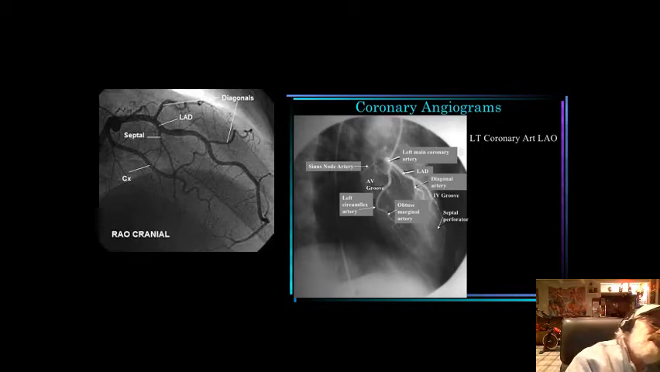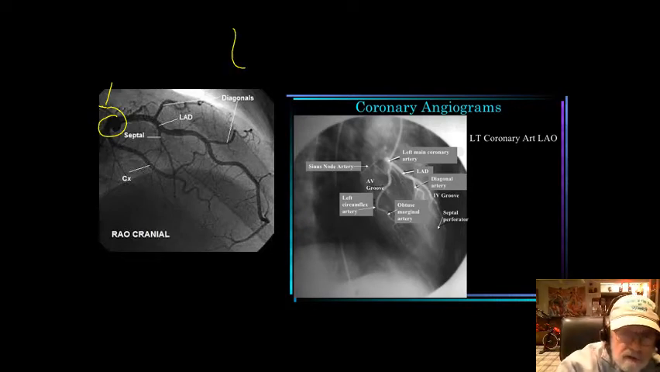We could see the catheter. Here's the catheter sitting right there. The catheter is sitting right in that aortic sinus, which is basically where the aortic valve would be sitting right here, and it's bulged out a little bit. Okay. Right coronary artery comes out one side, left coronary artery comes out the other side.